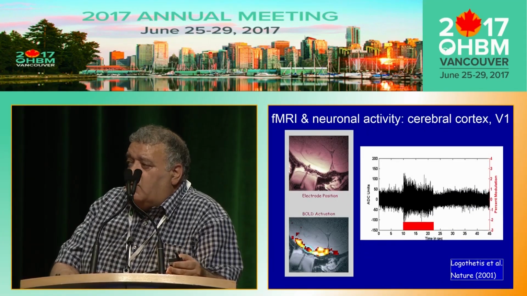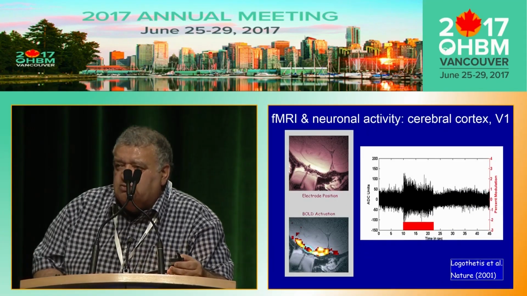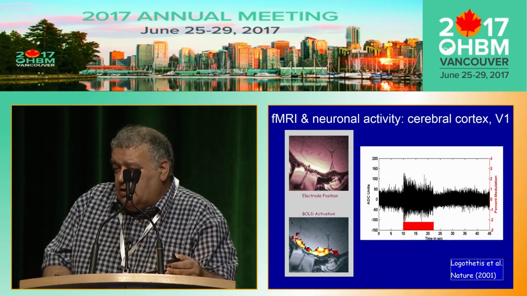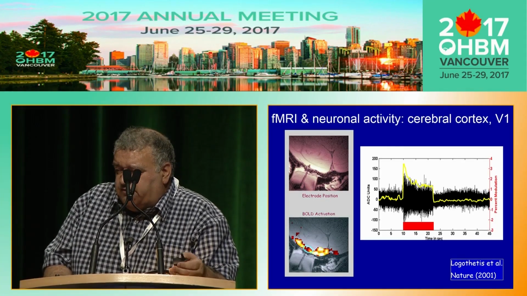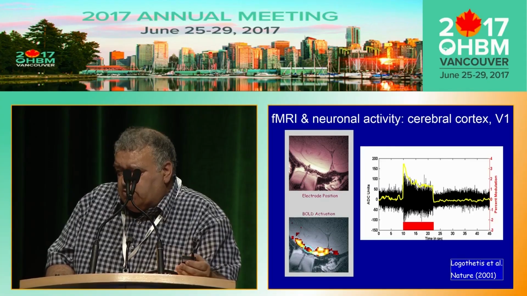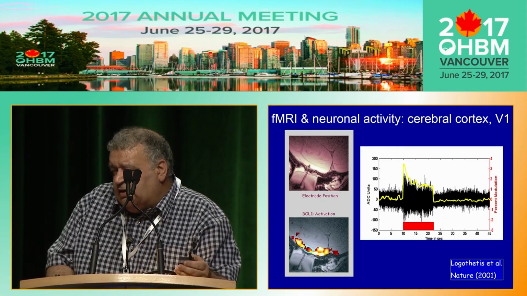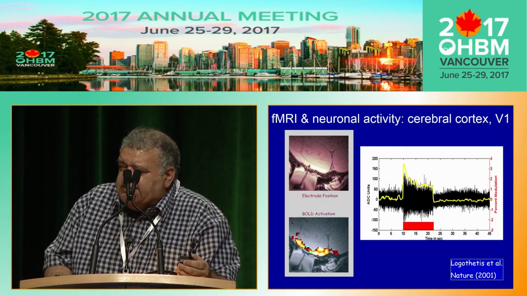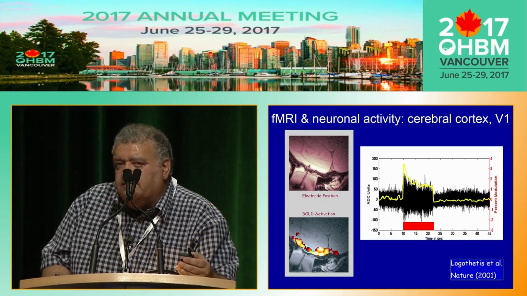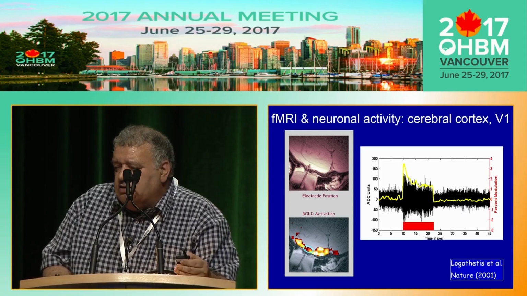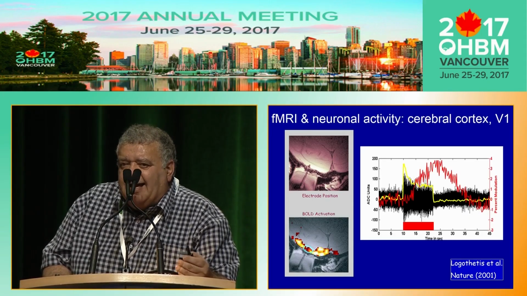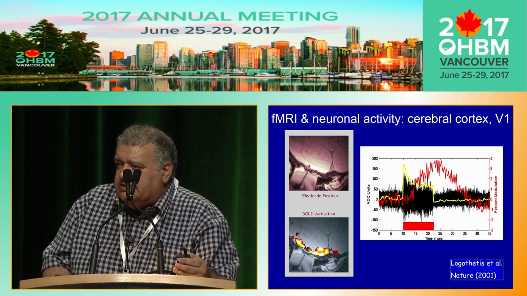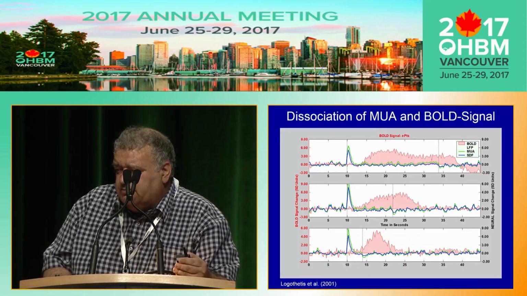In cortex, things are more complicated because everything is connected to everything locally. So here's a demonstration from another classical paper by Logothetis et al. The black curve represents the extracellular recordings. The yellow curve represents the decimated, or the overall envelope, of the extracellular recordings, and the red curve shows, in a very clear manner, the lag of the bold response associated with this increase in neurophysiological activity.